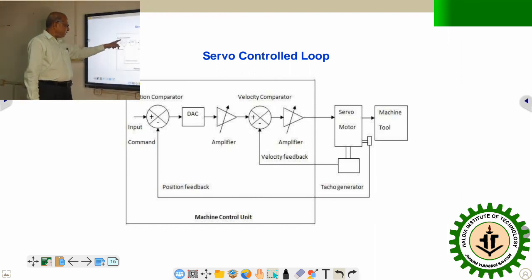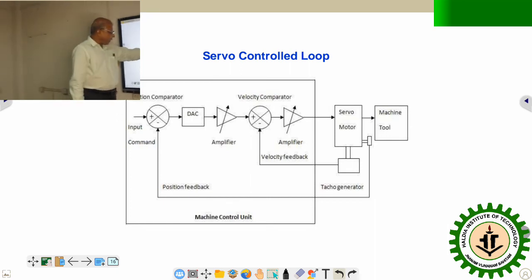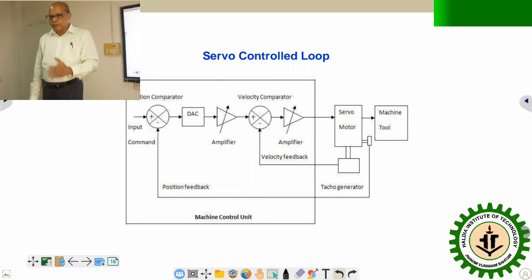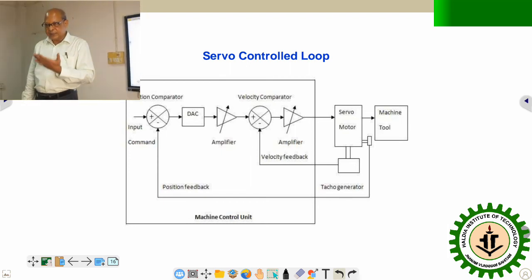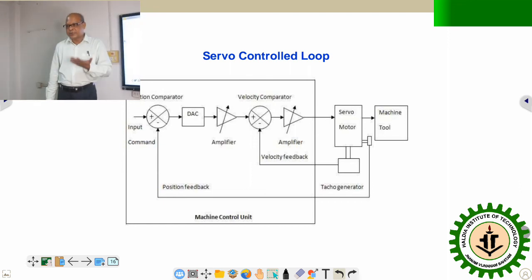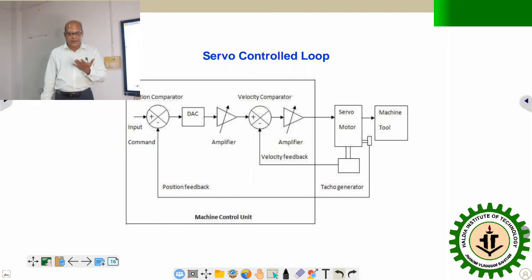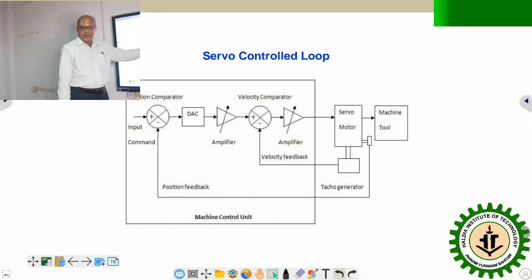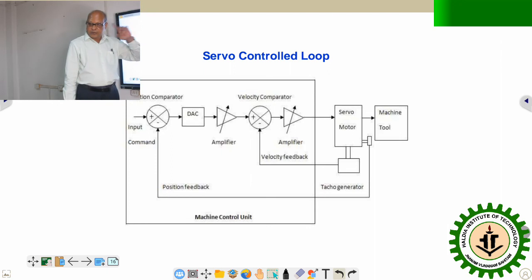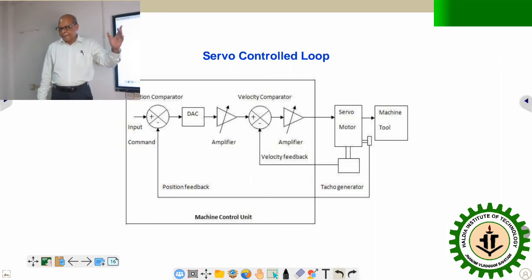You see, again this is a position comparator, with digital to analog signal. One additional element is incorporated, that is the amplifier, to boost the voltage, which is essential to overcome the cutting force and torque. The voltage has to be boosted up, that is amplified. That is why one amplifier is incorporated here. And this comparator is for velocity, because we require both.